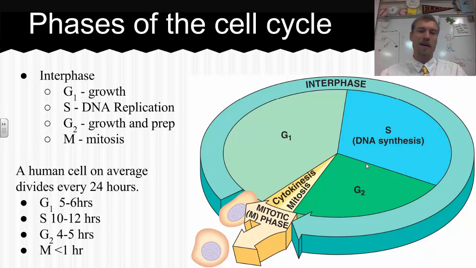Your G1 phase is about 5 to 6 hours. S phase is 10 to 12 hours. So DNA replication takes a little bit of time. That's because there's a lot of DNA to replicate, but also you've got some fact checking, proofreading that goes on. And then we've got G2 phase, which is 4 to 5 hours, and then mitosis, which is less than 1 hour.